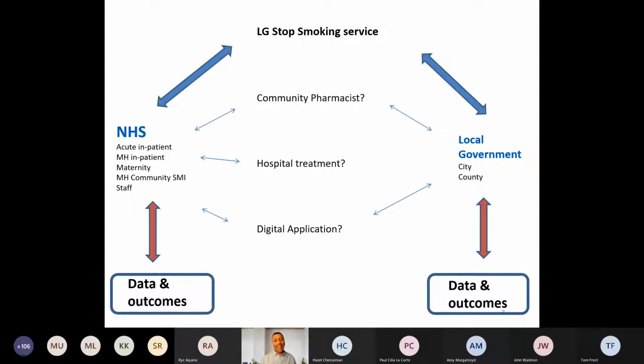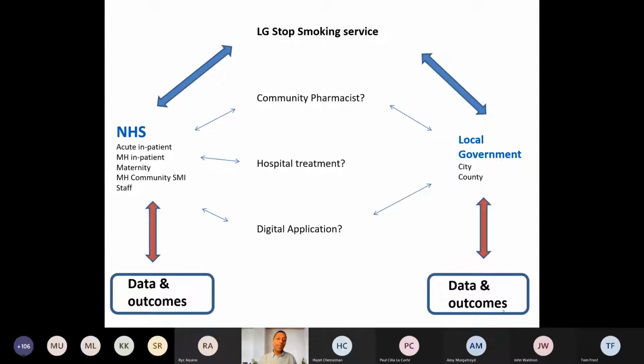Now, in parallel to the NHS service, of course, the local government services are already there. They're already established in the vast majority of areas in the country. And for each NHS hospital, for example, there may be 2 or 3 local government services. So in my patch in Leicester, we have a city service and a county service, and their stop smoking services actually offer different things to patients. One has a face-to-face service predominantly, one has a telephone service predominantly. So just be aware that the data that you'll get and the treatment pathway might be different for your patients depending on where they live.